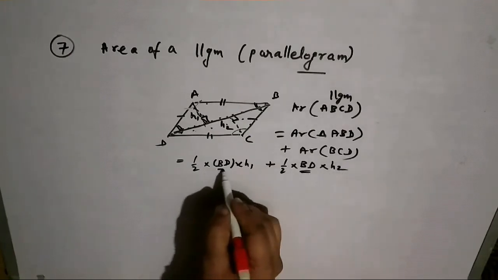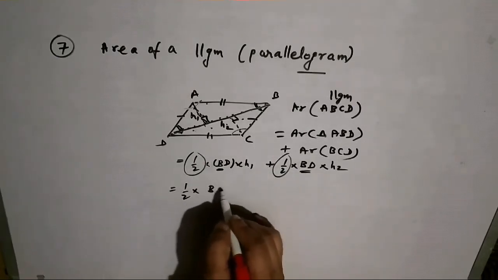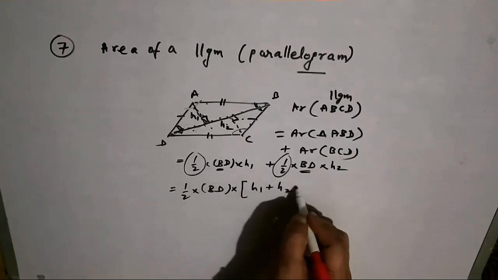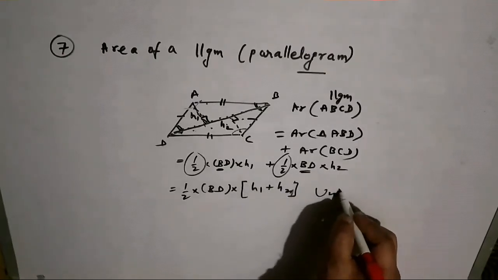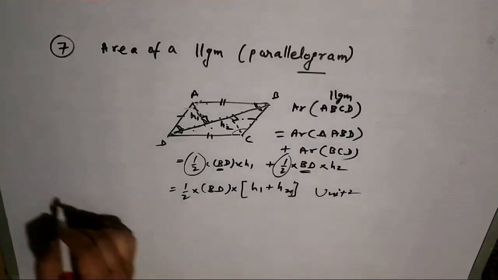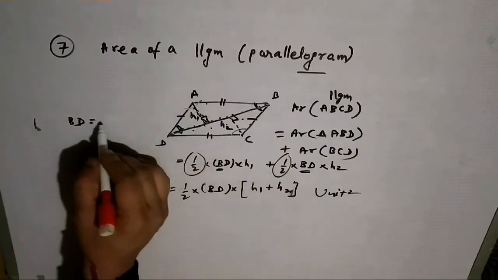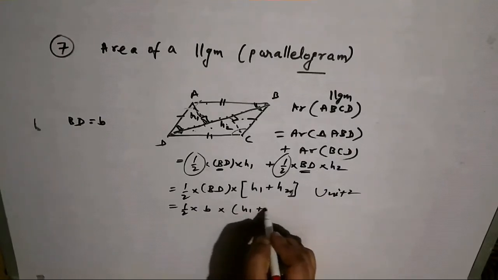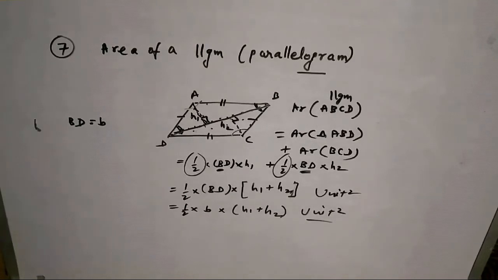So you can take BD and 1 by 2 common from here. So 1 by 2 into BD into H1 plus H2, these are the two perpendiculars, and of course in unit square. So if the diagonal BD is of length, suppose B, then the area would be B into H1 plus H2 unit square. The same concept would be used to find the area of some other figures also.